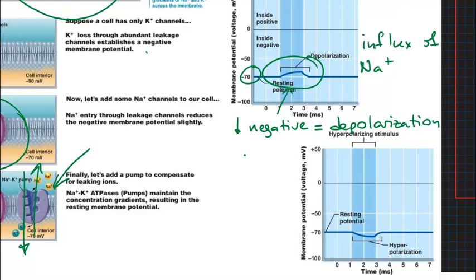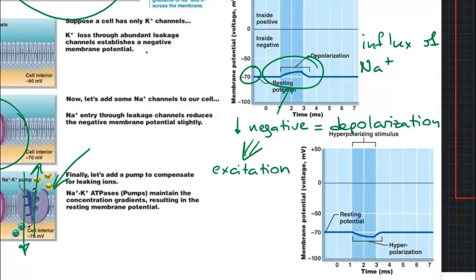Now, when the cell becomes depolarized, when the cell becomes less negative, it is excitation. Clear? So these things go hand in hand. Bringing in positive charges depolarizes the cell, and the cell becomes excited. What if you open potassium channels? Where would potassium go? Outside. Taking positive charges out, making the cell more negative.